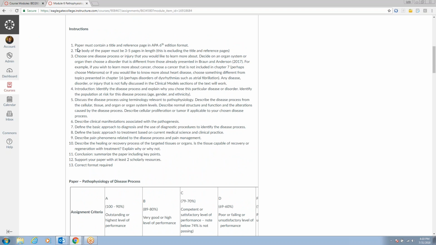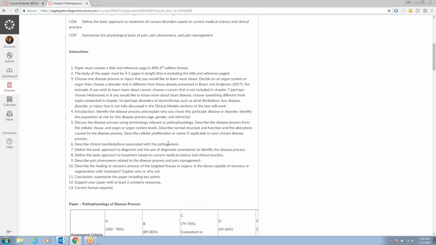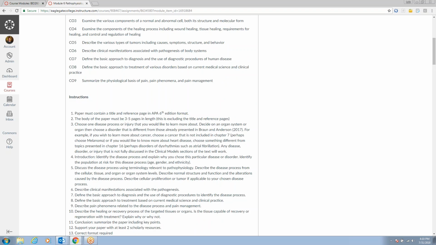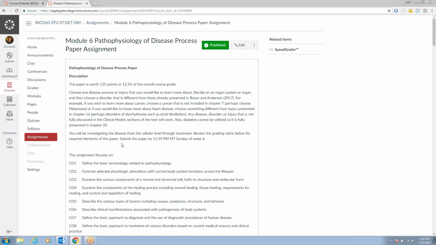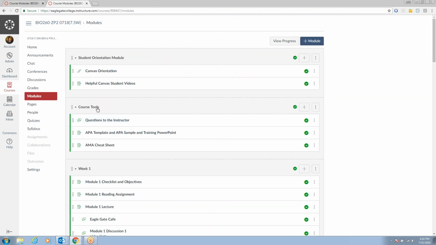So you're going to write a formal paper. This paper is going to have a title page and a reference page, and those need to be in APA 6th edition format. Now, I know you've had NUR 125 and you've had English, but if you need to check on how to do a reference page or title page, just go back to your modules, and there's a section called Course Tools, and it gives you APA template and sample information. If you were in the physical therapy assistant program, you would use the AMA information, but if you're in nursing, which you are, you'll use the APA template.